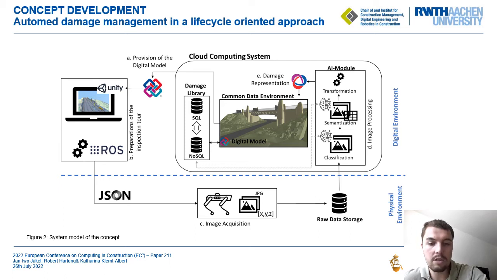Then we start our next step, the image acquisition. The robot runs around the tour and takes pictures at predefined waypoints. After the tour is finished, these pictures are stored in a raw data storage, and after that transferred back to the cloud system, where an AI system classifies, interprets, and semantizes these pictures with further damage information. This damage information is then transferred in a BCF format back into the common data environment.